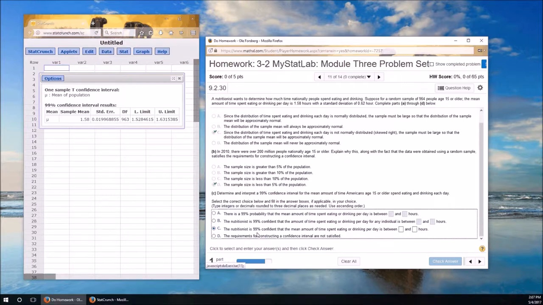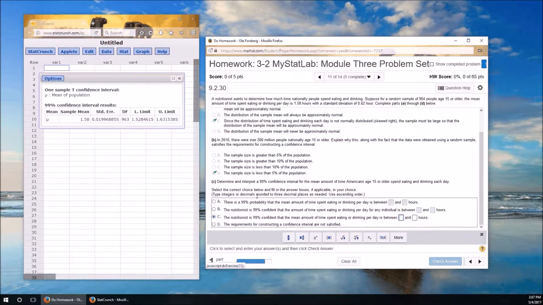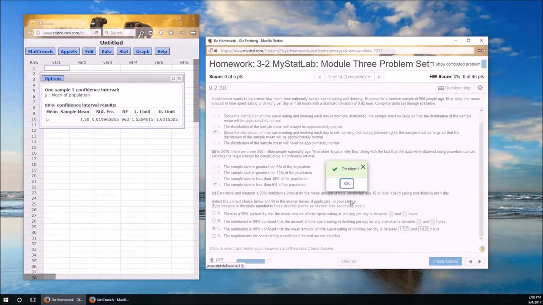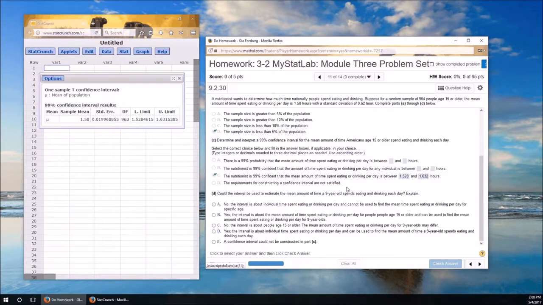The nutritionist is 99% confident that the mean amount of time spent eating or drinking per day, yep, is between, to 3 decimal places, 1.528 and 1.632. Check answer. Woohoo! Excellent.